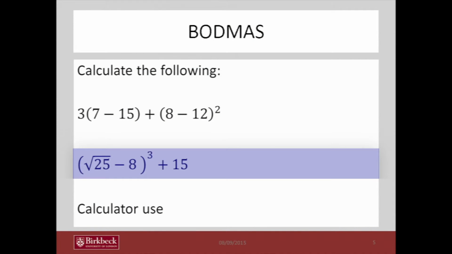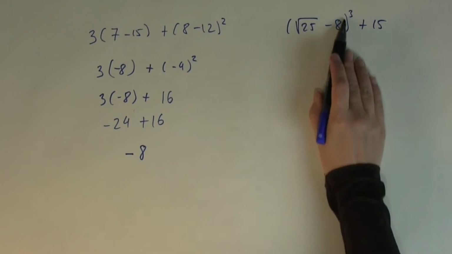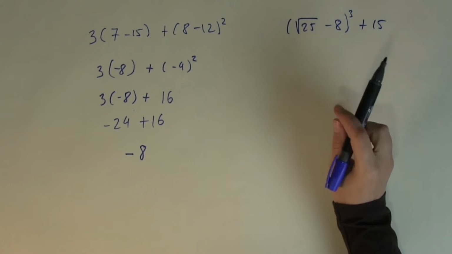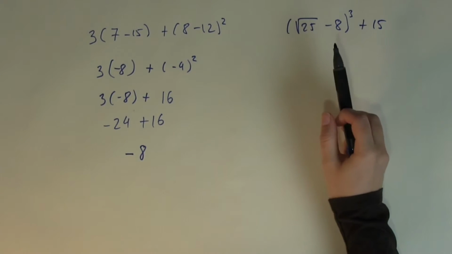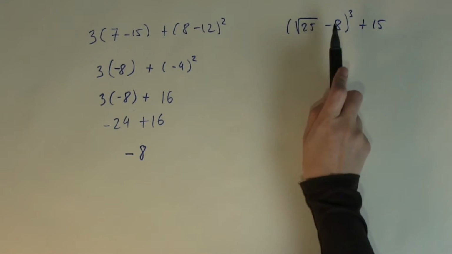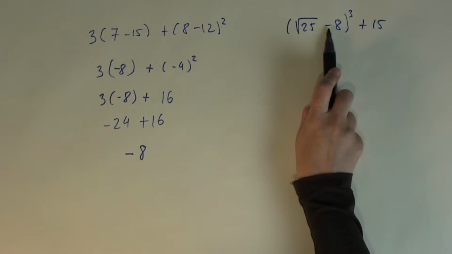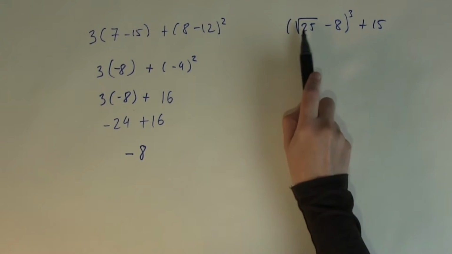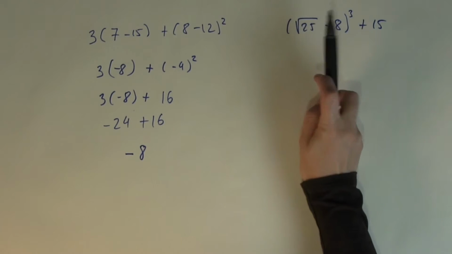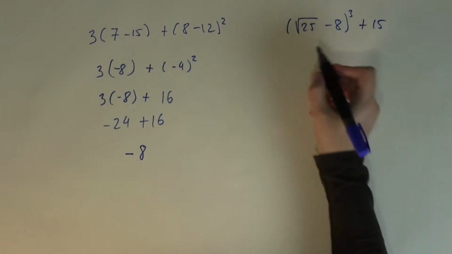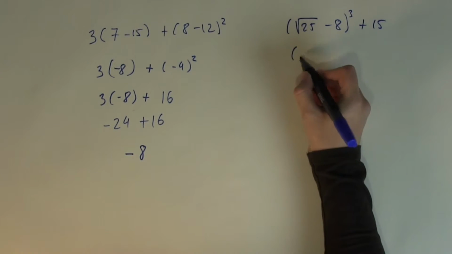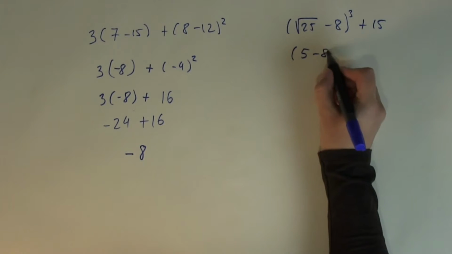Bracket, square root of 25 minus 8, bracket closed, to the power of 3, plus 15. So again, following BODMAS, I do have a bracket. So what's going on inside the bracket? Inside the bracket, I have got a root and I have got a negative sign, which is subtraction. Out of the two, the root is a higher operation, so that's what I need to do first. So root 25 gives me 5.